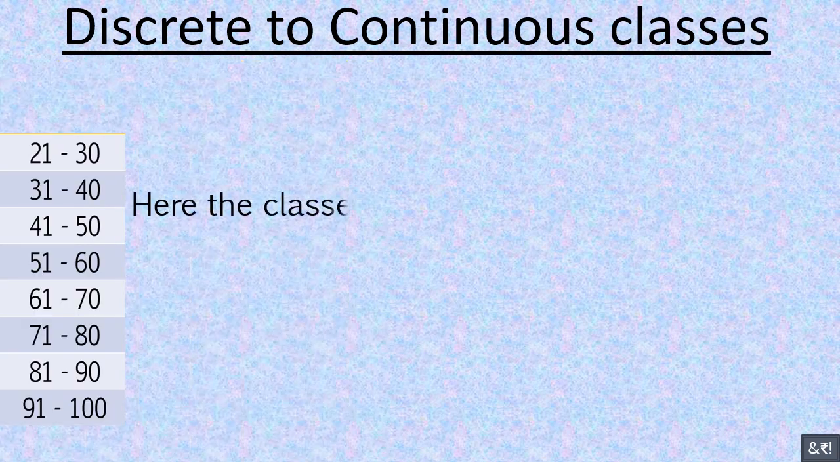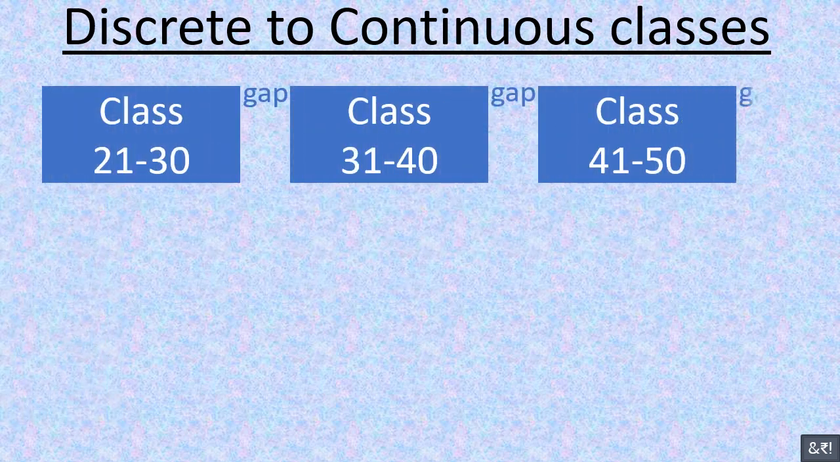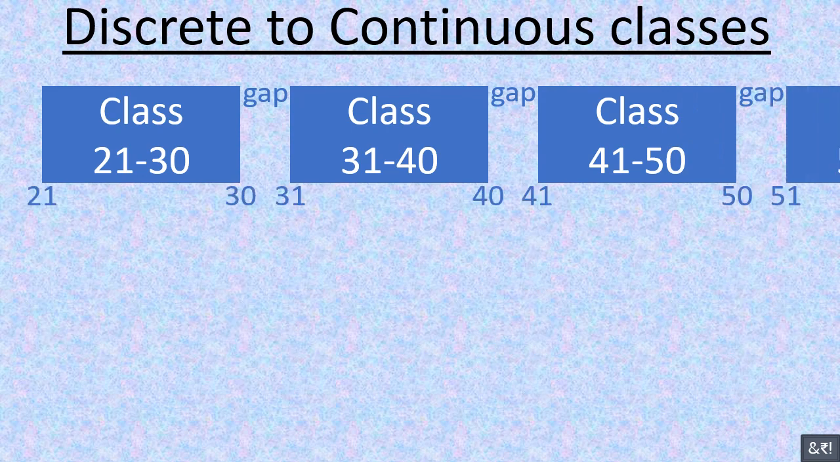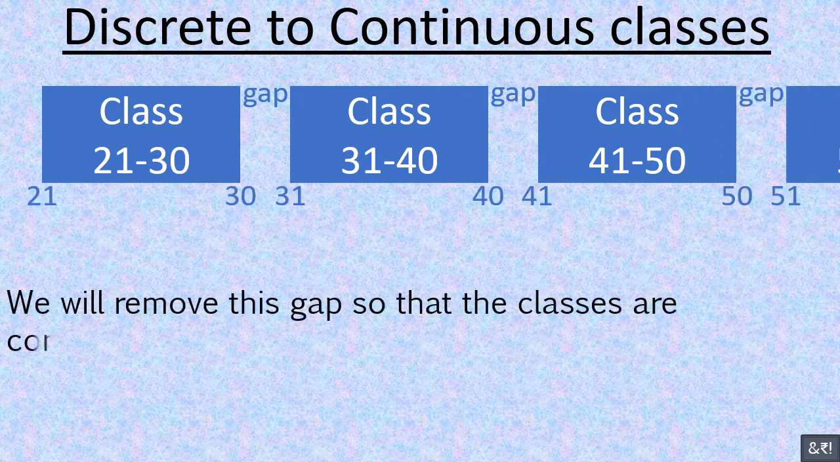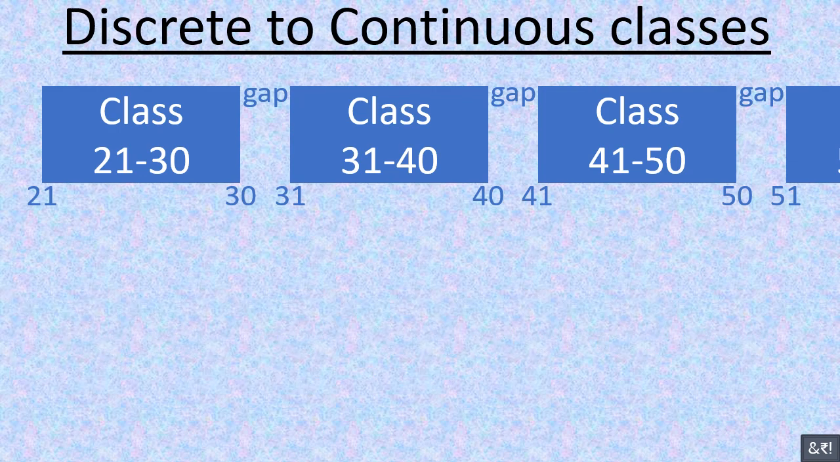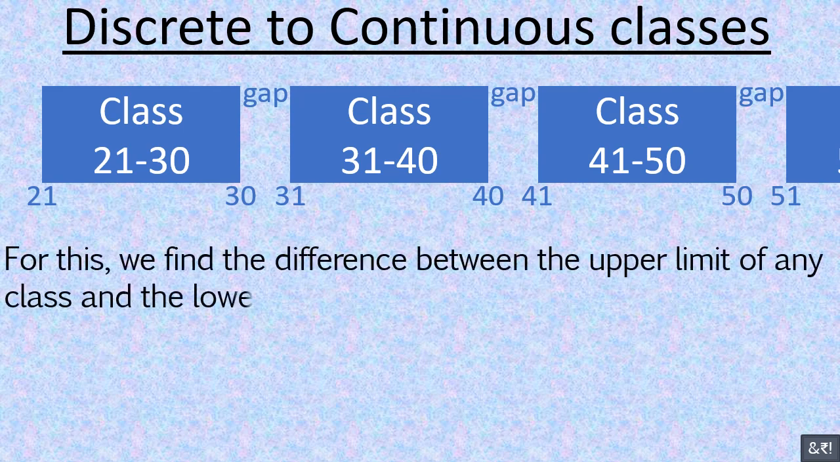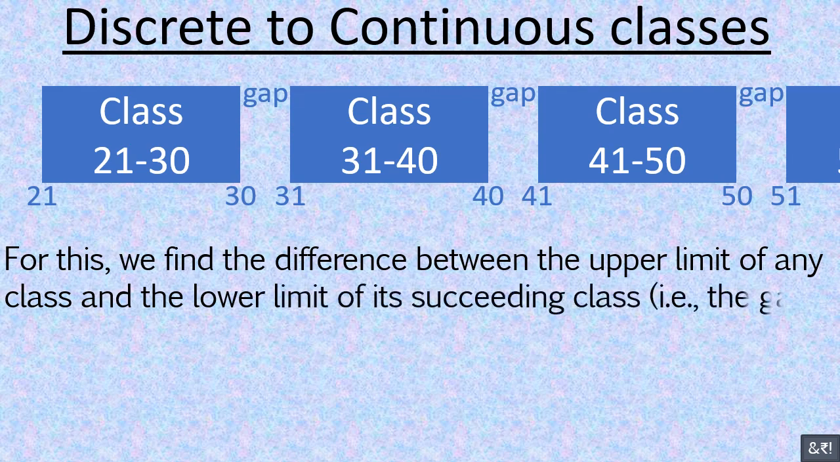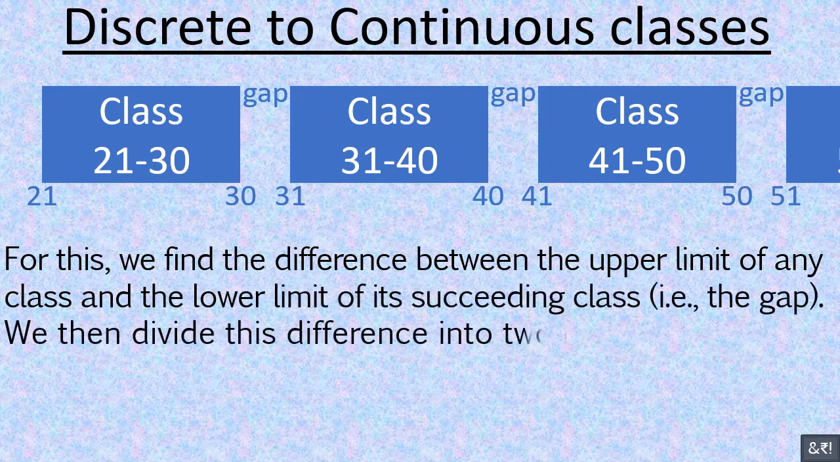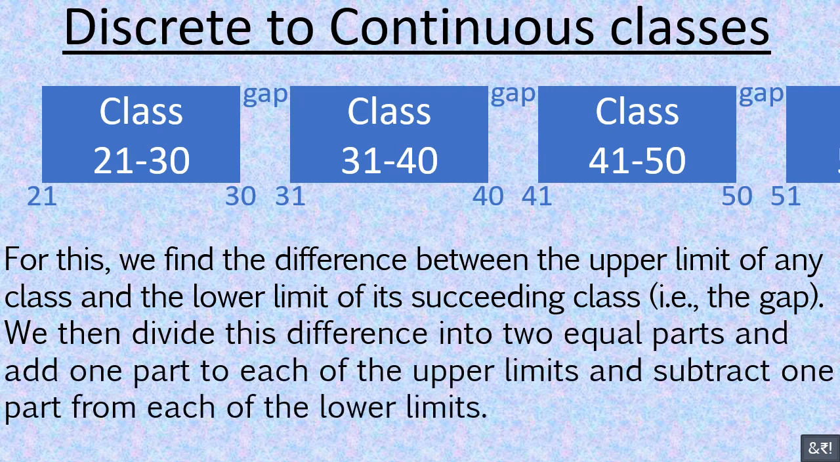Discrete to continuous classes. Here the classes are discrete, that is, there is a gap between the upper and lower limits of the consecutive classes. We will remove this gap so that the classes are continuous, that is, the upper limit of the class and the lower limit of its succeeding class are the same. For this, we find the difference between the upper limit of any class and the lower limit of its succeeding class, that is, the gap. We then divide this difference into two equal parts and add one part to each of the upper limits and subtract one part from each of the lower limits.